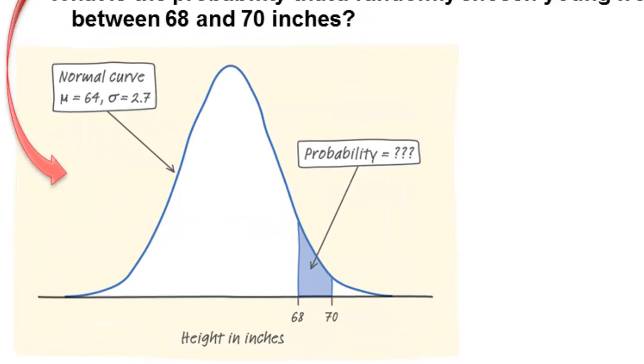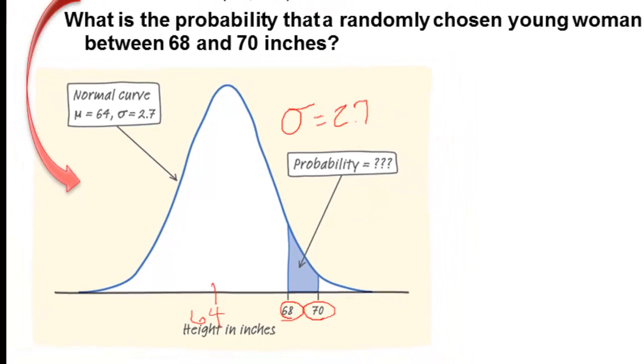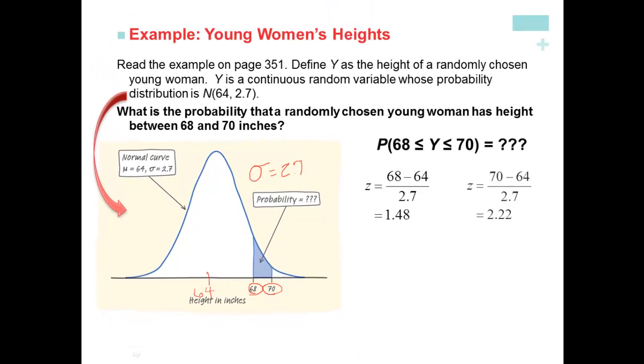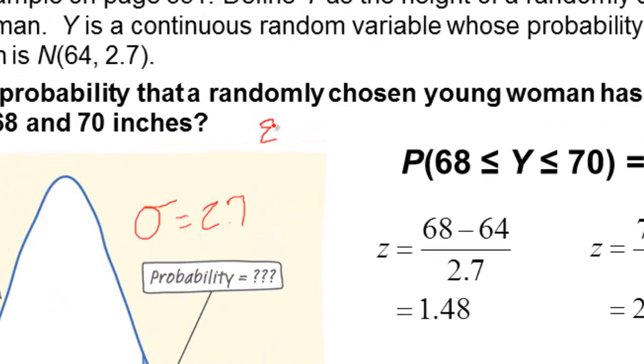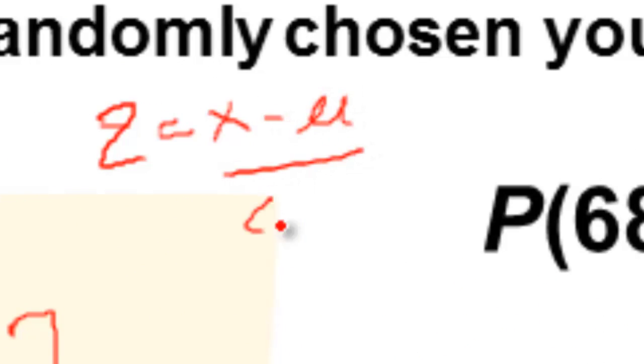Here's a picture, and I have a normal distribution with a mean here of 64, and the standard deviation is 2.7. I want to find the probability, or the area under the curve, that lies between 68 and 70. So you can see the shaded region here on my distribution. So I'm going to standardize this. And remember my standardizing formula to find z. Z is x minus mu divided by sigma.